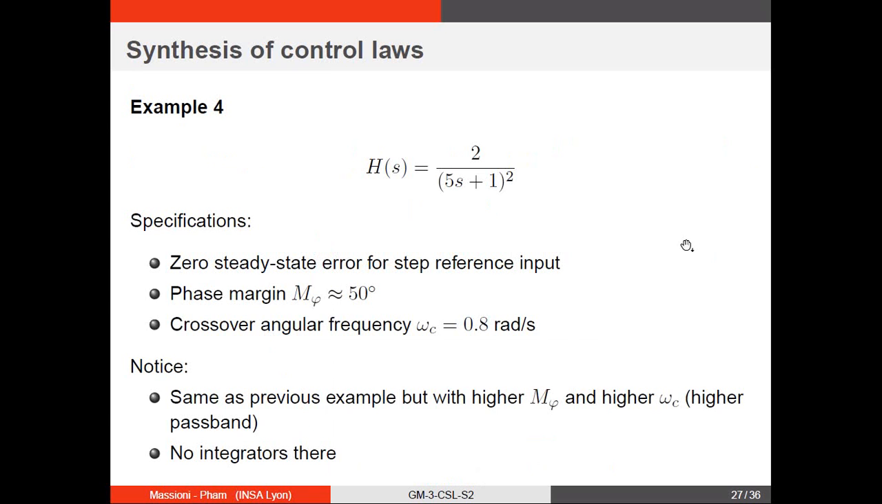Last example. So it is again the same transfer function, we just got slightly different specifications. Phase margin at 50 degrees, again 0 steady state error. The crossover is different, and it is a bit higher. So we have what we can say a higher pass band for the closed loop. Again, you can try and do it yourself, otherwise stay tuned for a solution in 3, 2, 1.